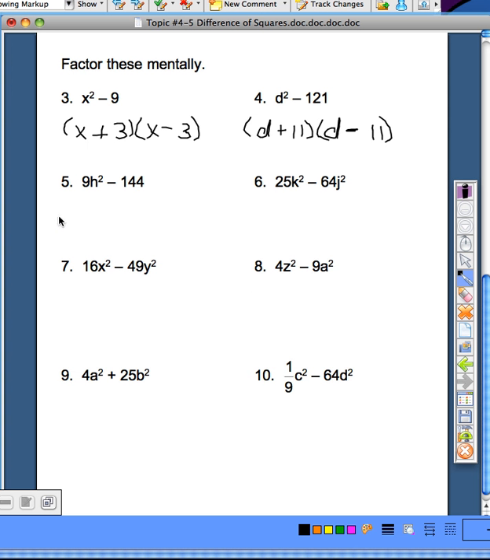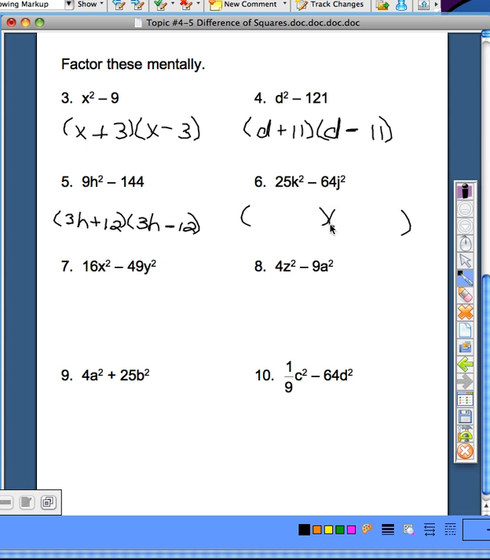Okay. Perfect square here. Subtraction sign between. The square root of 9h squared is 3h. 3h. The square root of 144 is 12. And we have a minus and a plus. Now if I put the plus factor second, that would not matter. Let's go ahead and just do that.